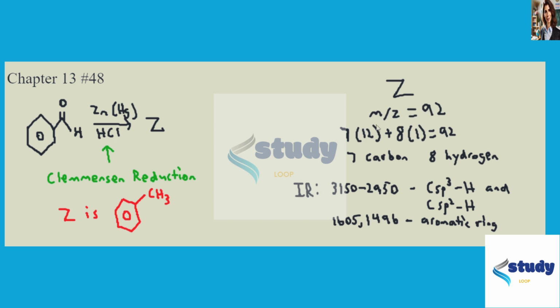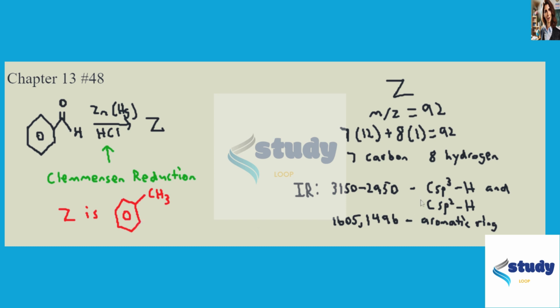And then lastly, looking at the IR really doesn't tell us too much here. So we have peaks between 3150 and 2950. And so that's our sp3 carbon-hydrogen and sp2 carbon-hydrogen bonds. And then we have peaks at 1605 and 1496. And those peaks are from our aromatic ring here.